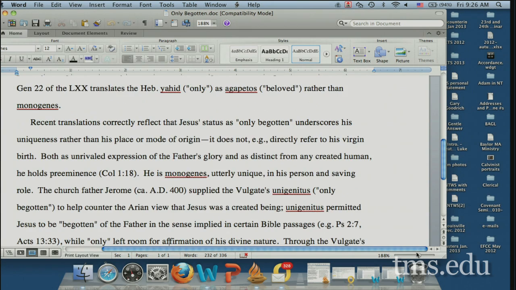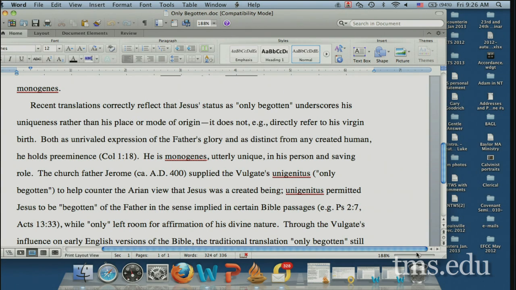Recent translations correctly reflect that Jesus' status as only begotten underscores his uniqueness rather than his place or mode of origin. It does not, for example, directly refer to his virgin birth, which is sometimes how it was understood in King James days. Both as unrivaled expression of the Father's glory and as distinct from any created human, he holds preeminence. As Paul said, he is monogenes, utterly unique in his person and saving role.